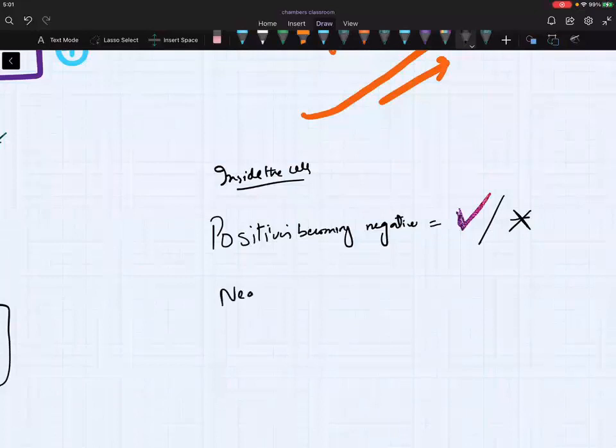Now I draw. Negative is becoming positive. Very nice. Current will happen. Yes, so deflection will happen. You get recording.